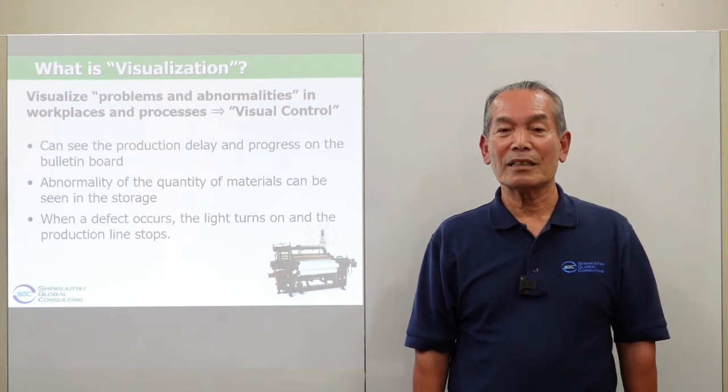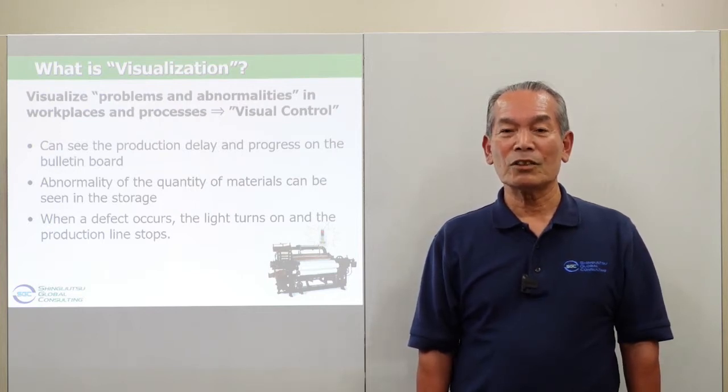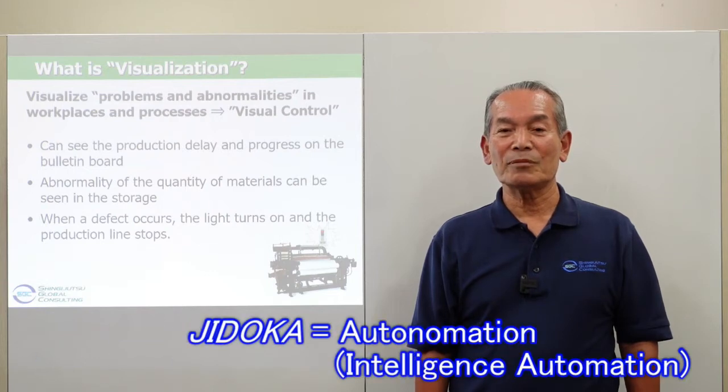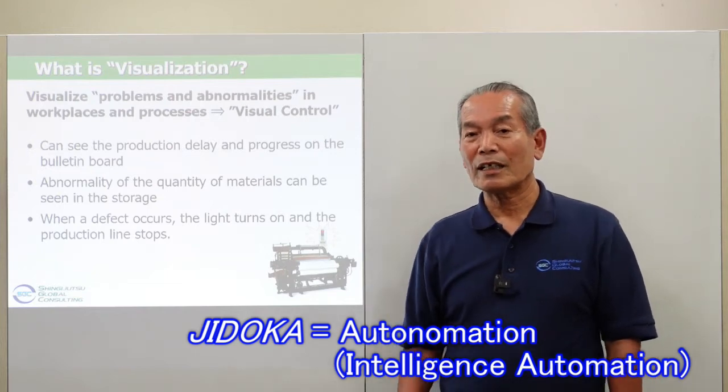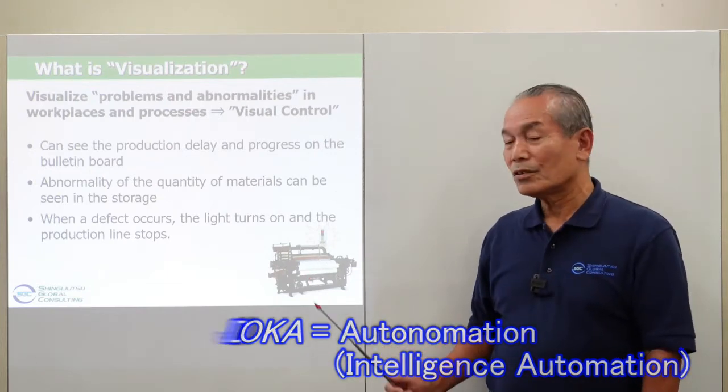Visualization is one of the important Kaizen metrics along with 5S and standardization. Visualization originated from Jidoka, automation or intelligent automation, which is one of the two pillars of TPS, Jidoka and just in time. The concept of Jidoka started from Mr.